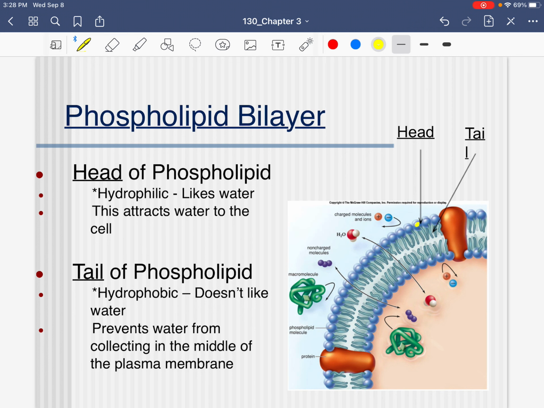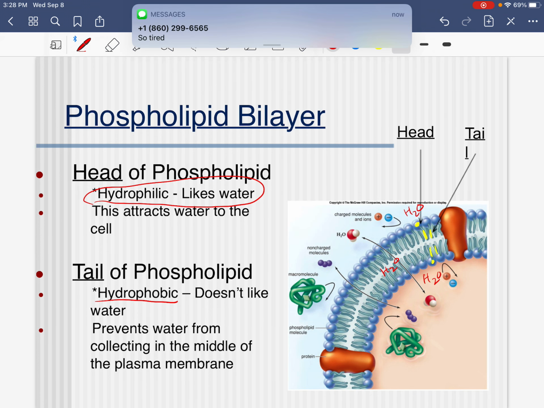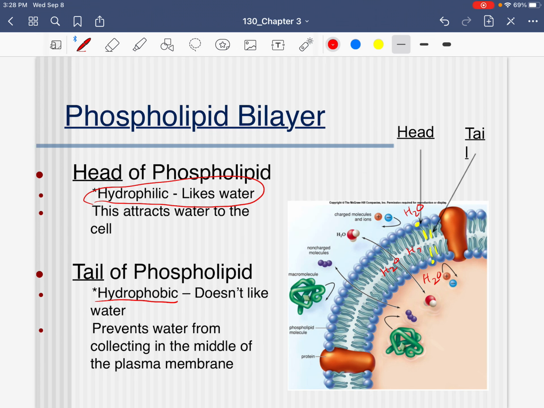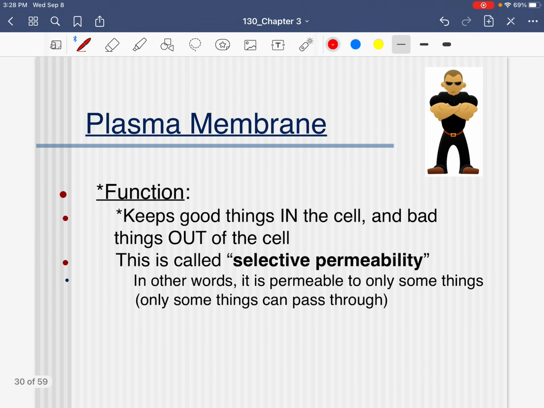Now, it's important to point out that the heads are hydrophilic, which means they like water. And the tails are hydrophobic. They don't like water. And this is important because this keeps water either here, near the head, or here, near the head. We don't want to get water stuck in no man's land. So it doesn't, because the tails repel water. They're hydrophobic. They don't like it.